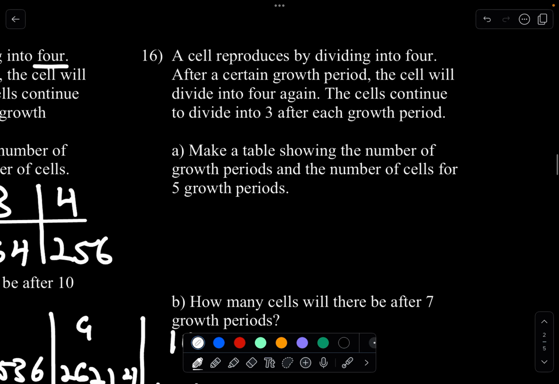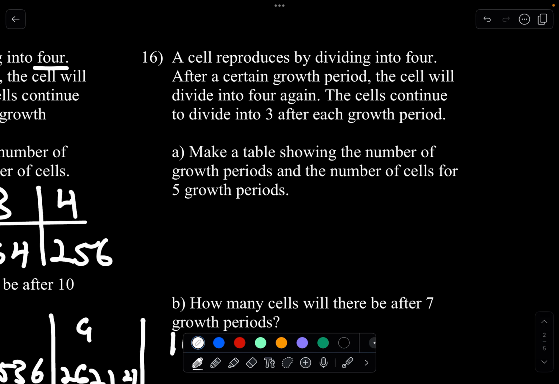All right, for 16, it's very similar to 15. Notice that it reproduces by dividing into 4 each growth period. Okay, sorry, this 4 should be a 3, and this 4 should be a 3. I was trying to make a quick change. So the cell continues to divide into 3 after each growth period. It's not 4 because all I did was copy and paste it over.